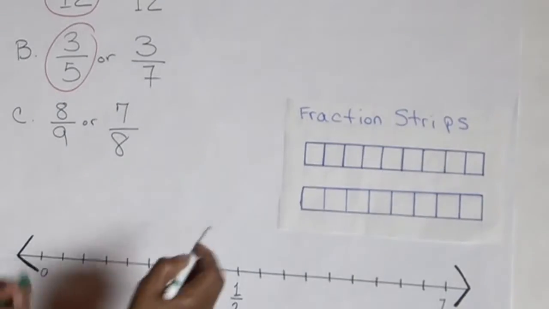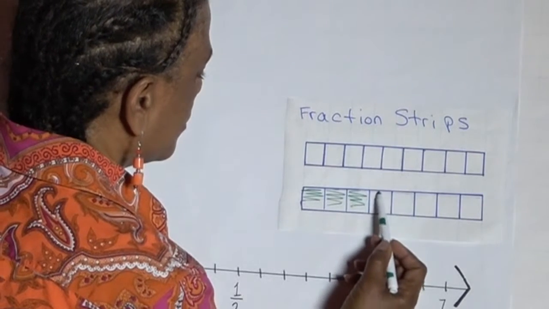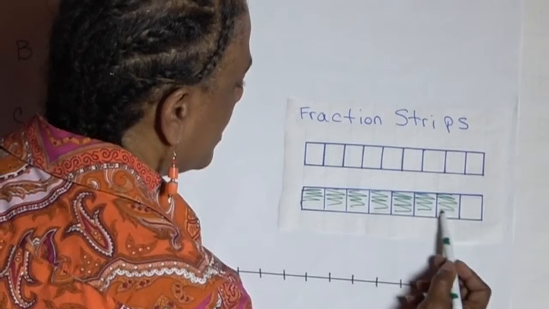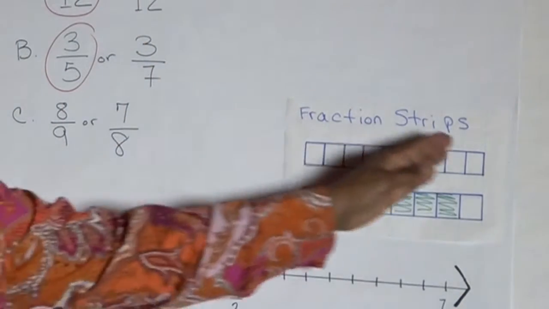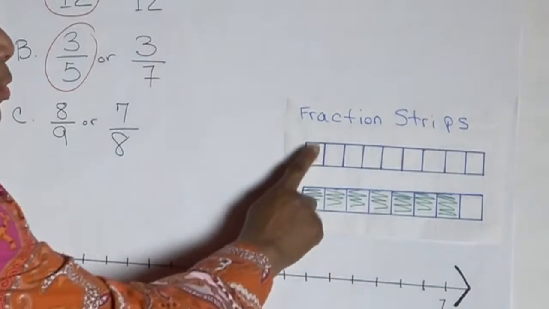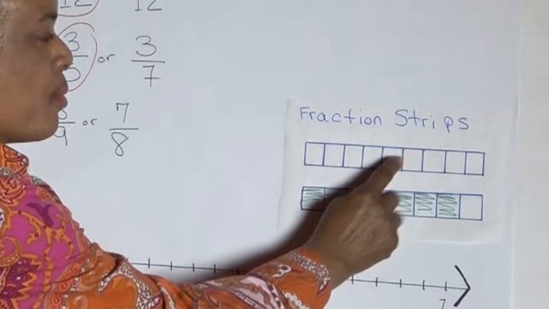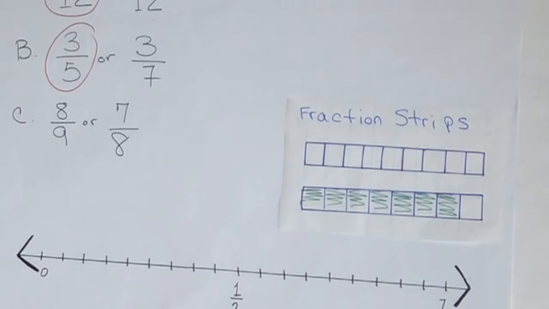Okay? And so if I shade in 7 8s, 3 8s, 4 8s, 5 8s, 6 8s, 7 8s. There's my 7 8s. Now for 9ths, you can't see it there, but I couldn't draw right on the line, because if I drew right on the line, I would only get 8 pieces. I want 9 pieces. So I had to draw them a little smaller.